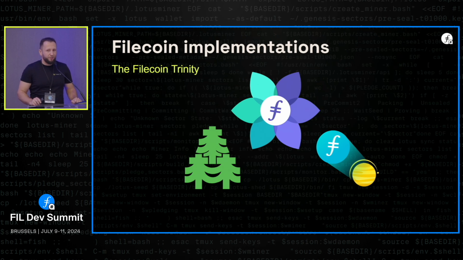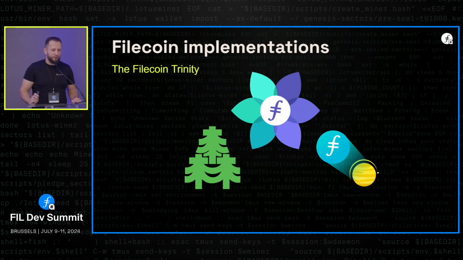And behold, the Filecoin Trinity. Like 2 years ago, there was a fourth implementation, Fuhon, in C++. And, well, I wouldn't be able to use Trinity then. I don't know what I would have to use, quadruple, I don't know. Yeah, but it's no longer there.